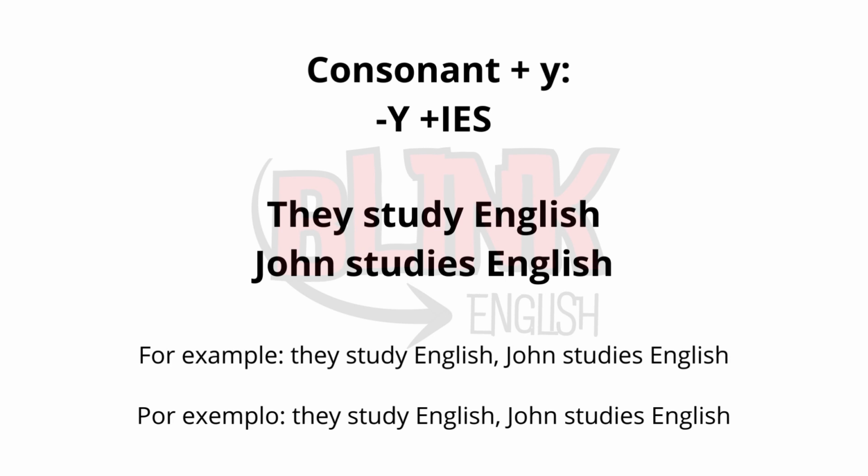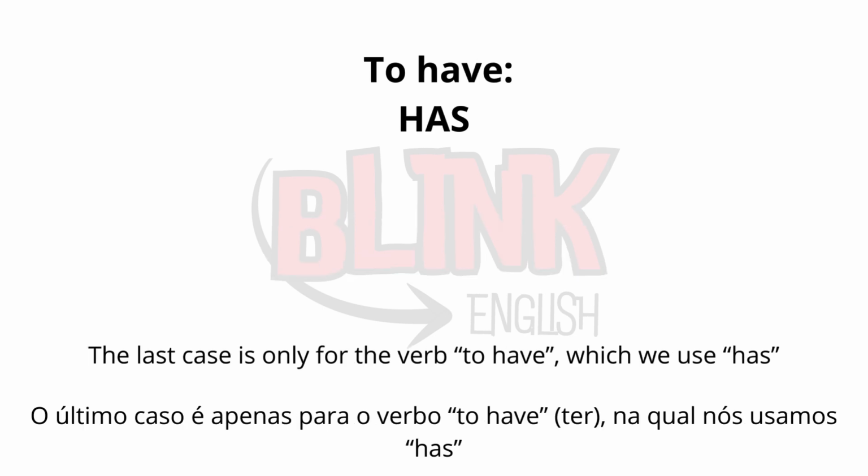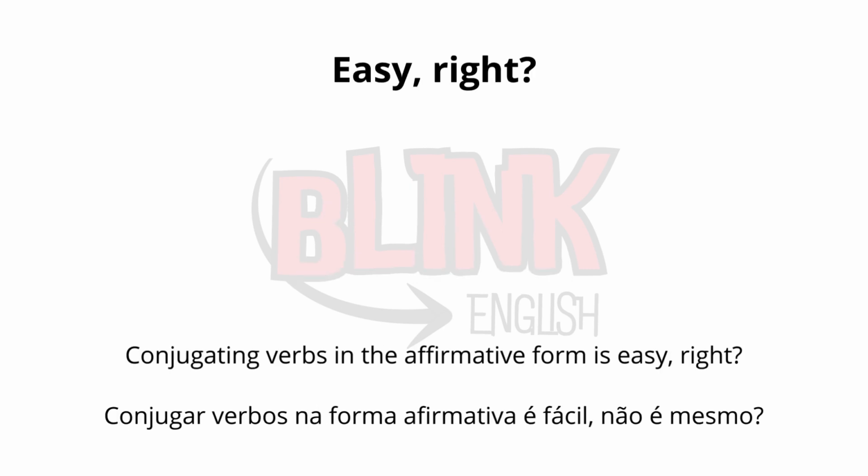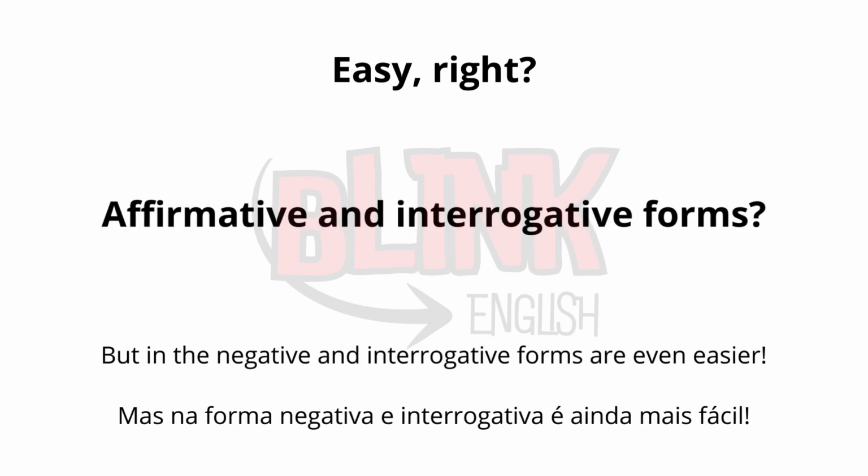John studies English. The last case is only for the verb to have, which we use has. For example, we have a car. Joanna has a car. Conjugating verbs in the affirmative form is easy, right? But the negative and interrogative forms are even easier.